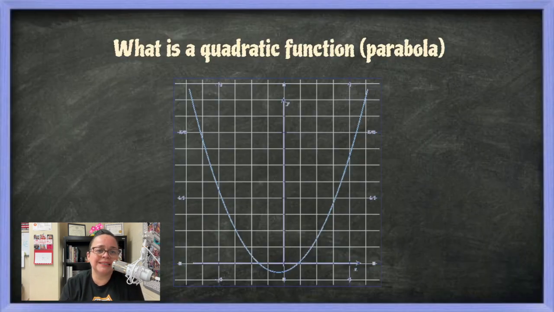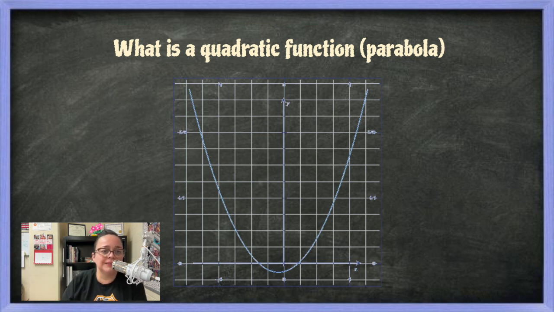So first of all, what is a quadratic function? A quadratic function is a function that looks like a U. Now, in this example, the U is facing up, but it can easily face upside down. In this type of function, we don't have a slope, we don't have a constant rate of change. So this is very different from a linear function. That's why it has a curve.